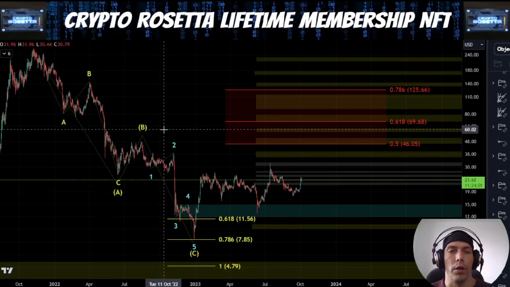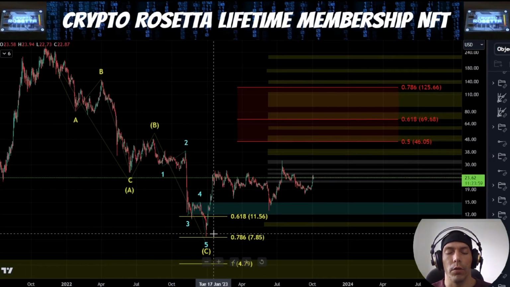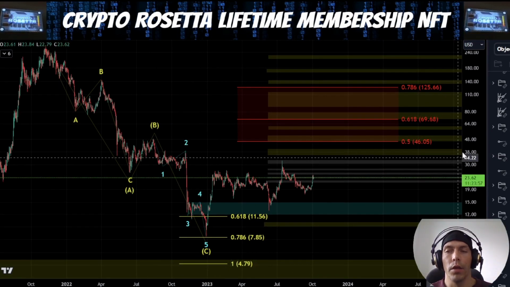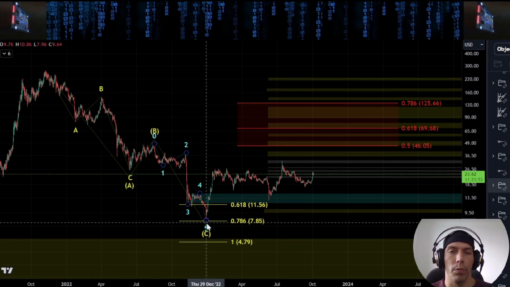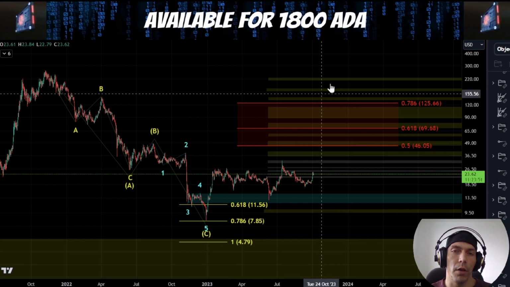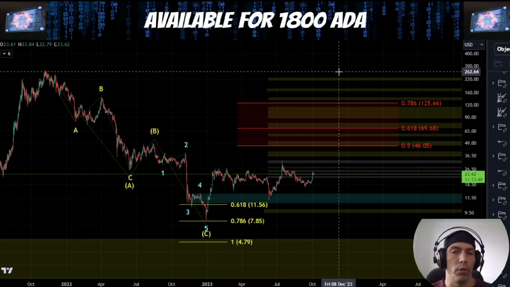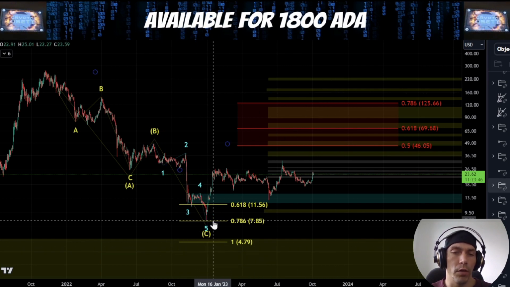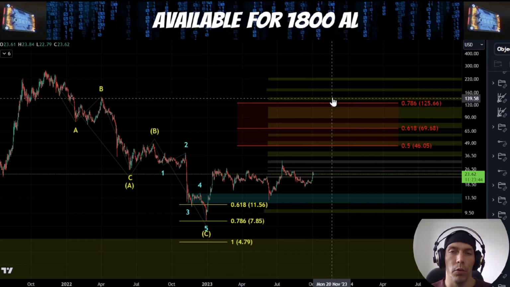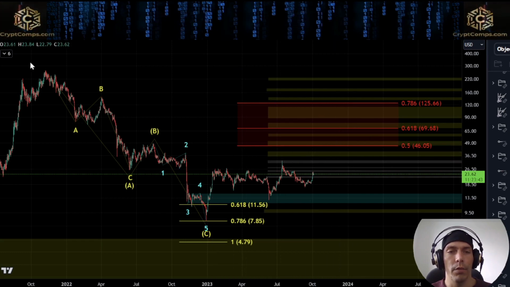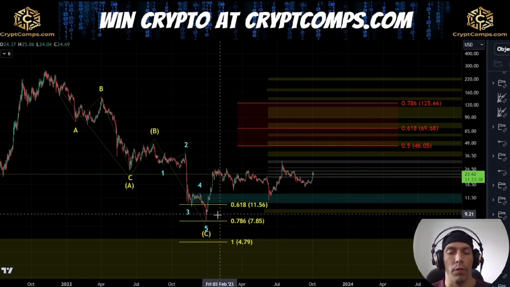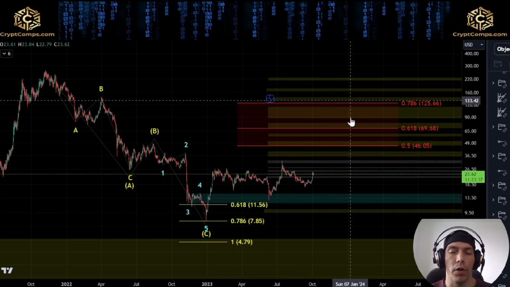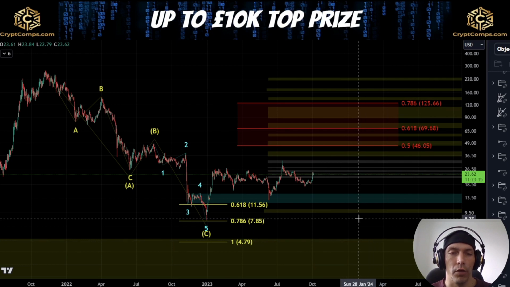Before we get into the lower degree counts, we're going to talk about the two different ways we're looking at this. Within this idea, we could be saying that potentially we have a completed corrective move to the downside here, and we could be looking for a bigger impulse to the upside. Within this idea, we'd need to maintain this low, and we'd be looking for bullish price action. We're going to cover this bullish potential first, and then talk about the possibility of the more bearish case where we could still see price come back down and actually take this low.